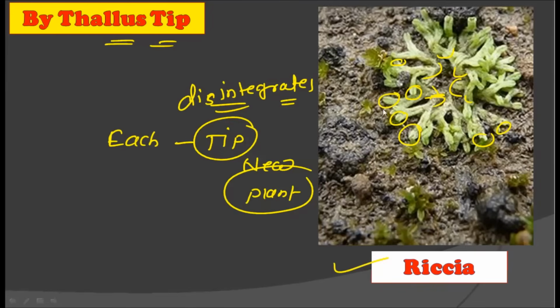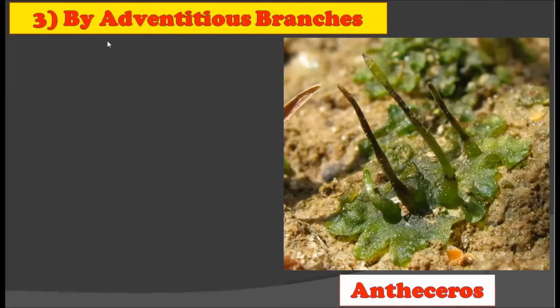So the very reason for the disintegration is the unfavorable conditions, and due to the unfavorable condition, the whole thallus of Riccia gets converted into many parts, and those parts which have the thallus tip grow into a new plant. So from one thallus, nearly 9 to 20 new thalluses are created, and this is how the vegetative reproduction takes place. Now the third type of vegetative reproduction observed in bryophytes is by adventitious branches.